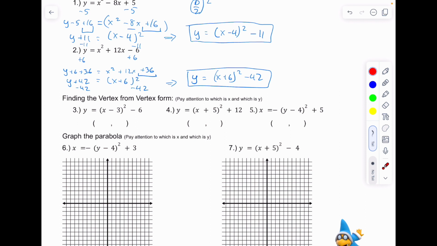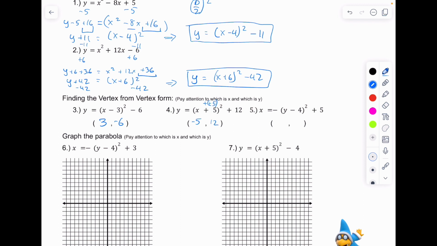So pay attention to your x and pay attention to your y's. For this first one, we have y equals x minus 3 squared minus 6. So our minus 3 is just going to be 3, and since we have a minus 6 here, it's going to be a minus 6. Over on number 4, we have negative 5, because negative 5 is going to be positive. That's how it works out.